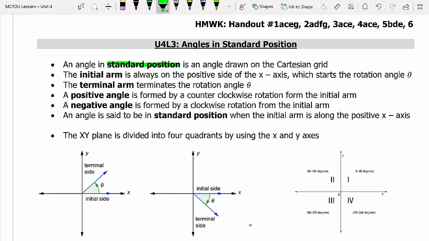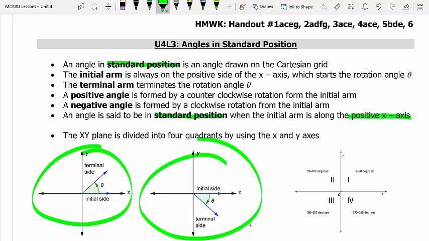The other thing that you have to keep in mind is an angle in standard position always starts at the positive x-axis. So for example, these two angles here are both in standard position because they're on the Cartesian grid, and both the angles start on the positive x-axis, and then the angle is drawn from that side.